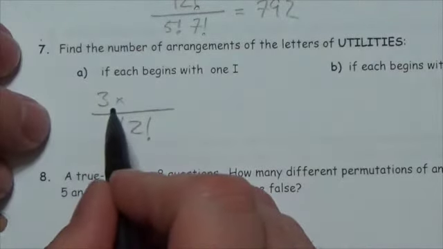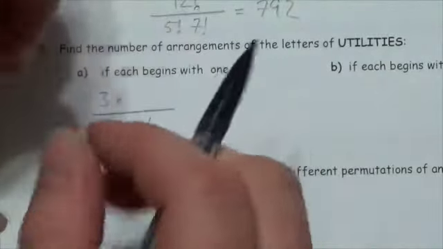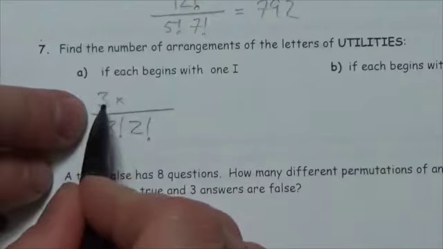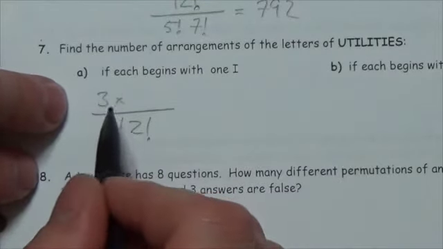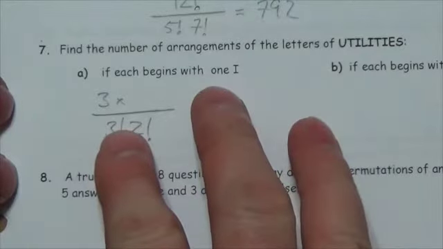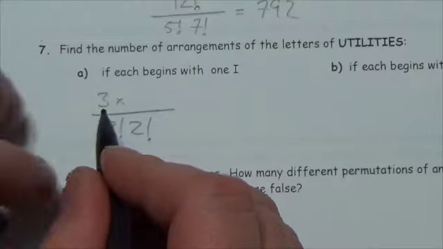I don't put a factorial here because I'm not grabbing all 3 I's up front and arranging them. I'm only grabbing 1 I. This number all by itself, without the factorial, represents 3 possible choices here, but I'm only making 1 choice. That's what that 3 represents.